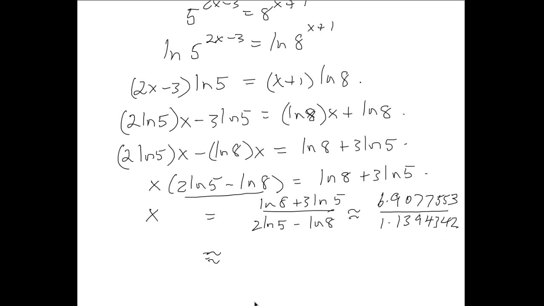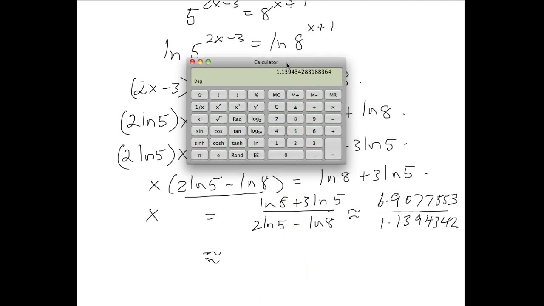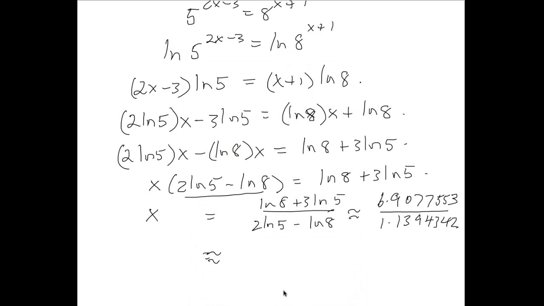And so this is going to be coming out to, all right, so I can do this fairly easily. I can just find the inverse of this and then multiply it by the 6.9077553. And notice I get 6.062 to 3 decimal places. So it's going to be 6.062 to the nearest thousandth.